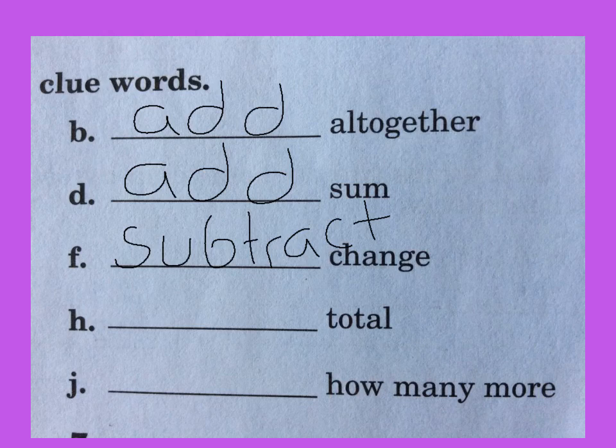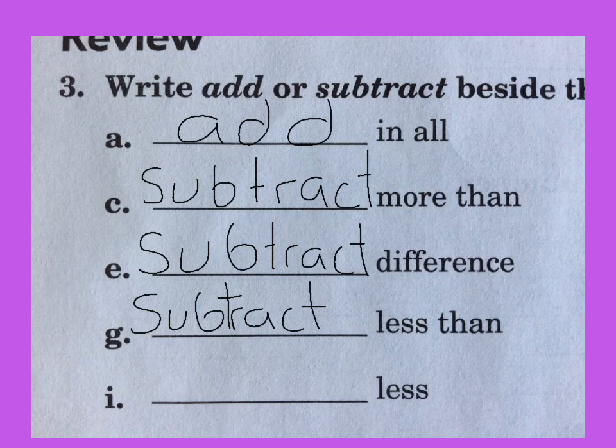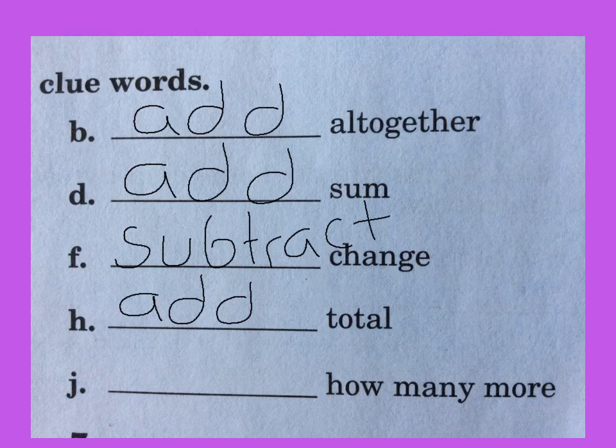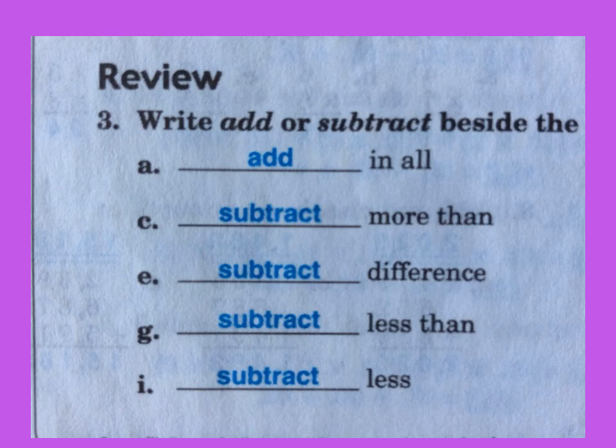H, when you see the word total, that means to add. I, when you see the word less, you need to subtract. And J, how many more, you need to subtract. Okay, next we're going to turn our page over.